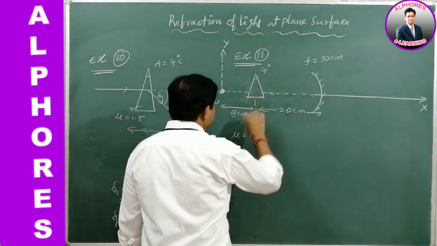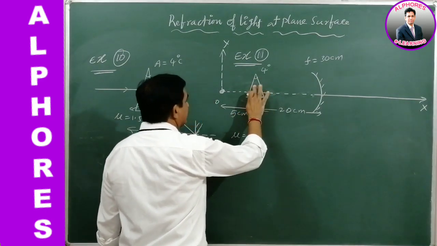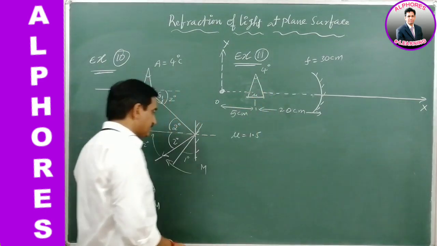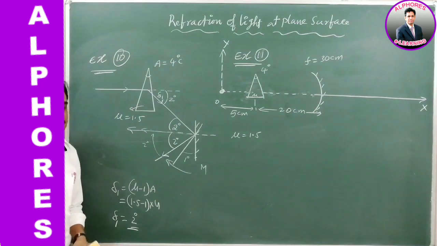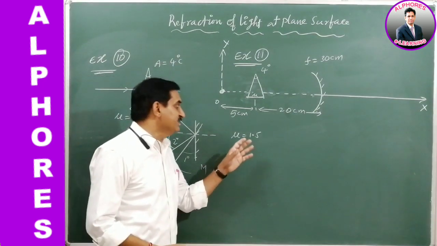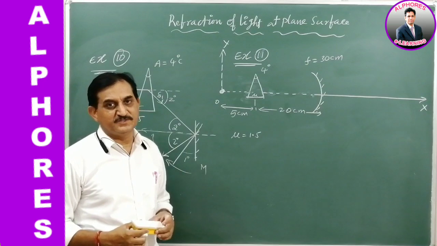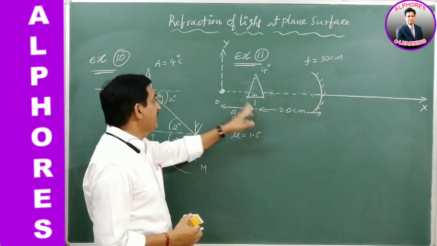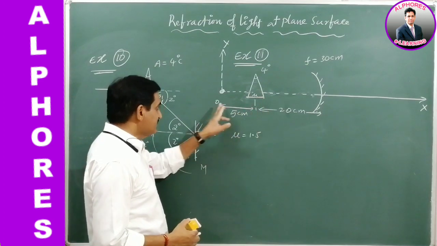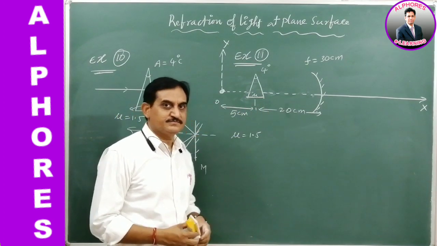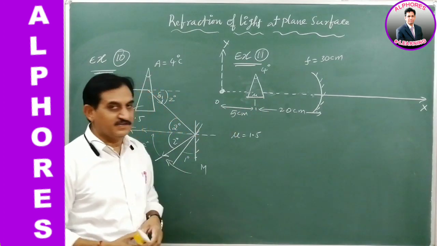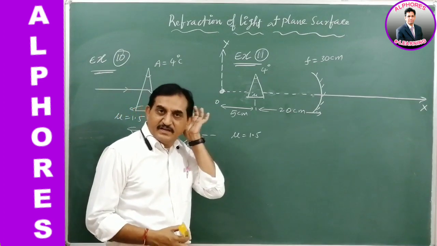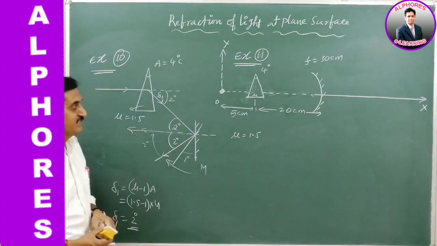Mu is the refractive index of the prism. Okay? And this small angled prism is kept at a distance of 20 centimeters from the concave mirror. And an object is kept on the other side of the prism at a distance of 5 centimeters, shown in the diagram clearly. The focal length of the concave mirror is 30 centimeters.